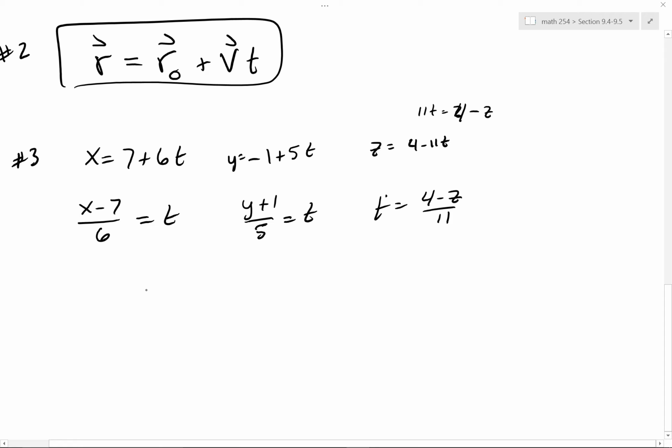Hey, they're all equal to t, which means they're all equal to each other. In other words, this is how you can know that you're right on something, because at that time, they all have the exact same time. For instance, we know that at time equals 1, we knew where we were. So where were we at time equals 1? Well, at time equals 1, we were at 13, and we were at negative 4, I think. Is that right? No. Where were we?